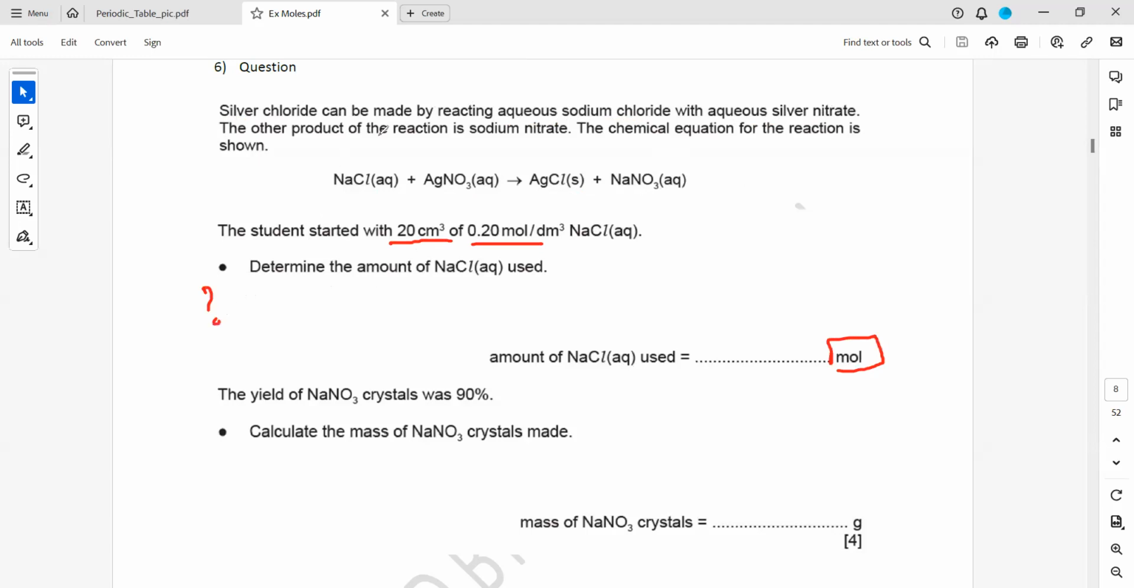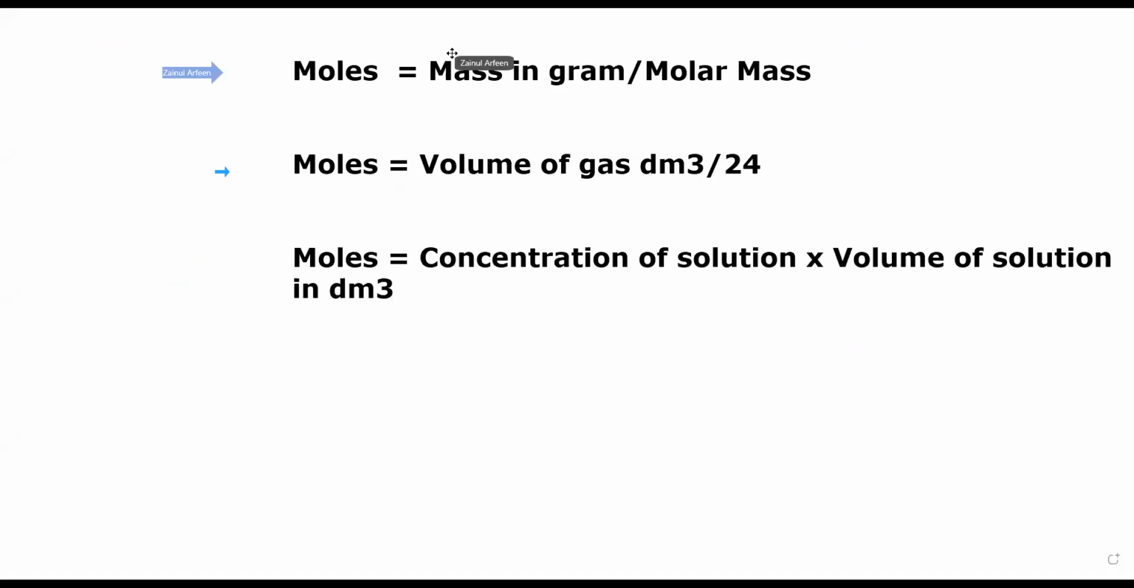How to get the moles of NaCl? In the first part we solved by using a formula. But which formula should I use? I have the volume and I have the concentration. Which formula is valid here: first, second, or third? Because I have the volume and the concentration, I should use the third formula. The first I cannot use, because I don't have the mass.